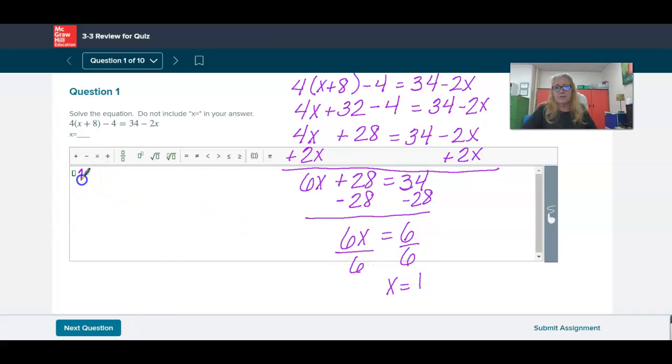So you're just going to go over here and type a 1, not an x equals, and I even put that in here in the instructions. Don't type the x in your answer. Just type the answer, okay?